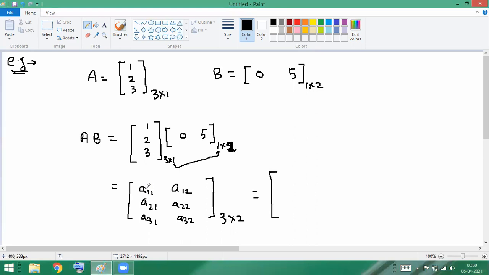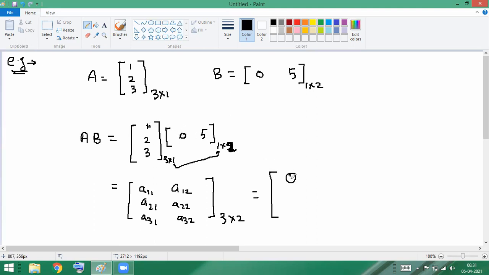A11 is what? The element of the first row and first column. So how can we get the element of the first row, first column? First row means इसका first row लेना है, इसका first column लेना है. इसका first row कितना है? 1 है. इसका first column कितना है? 0. So you have to multiply these two elements.